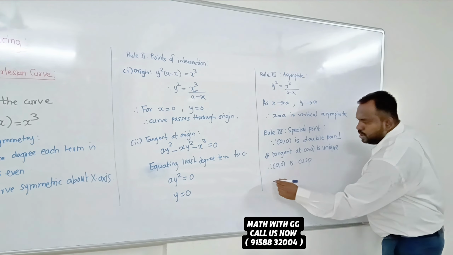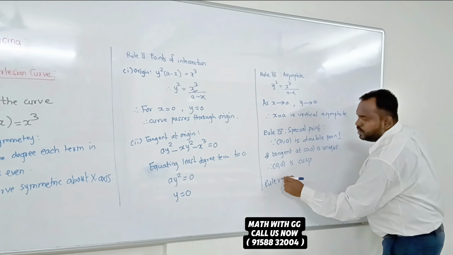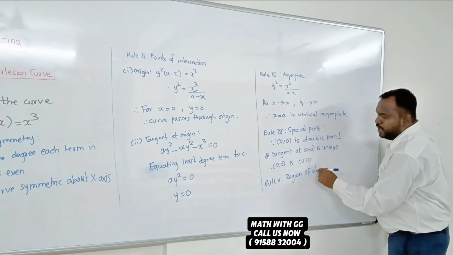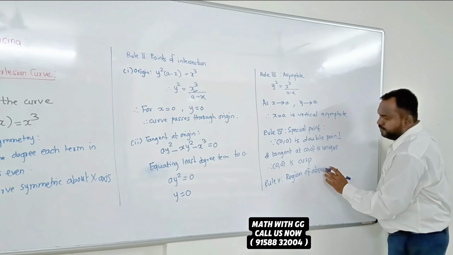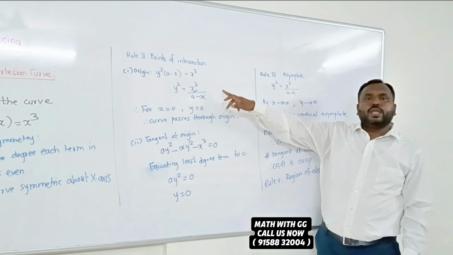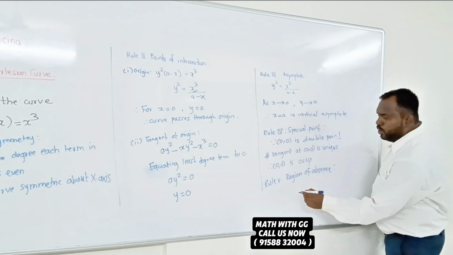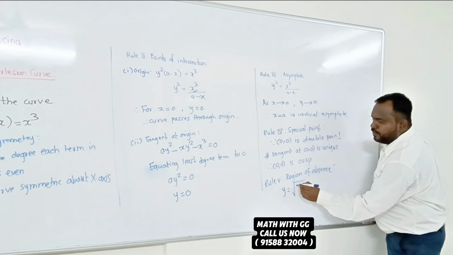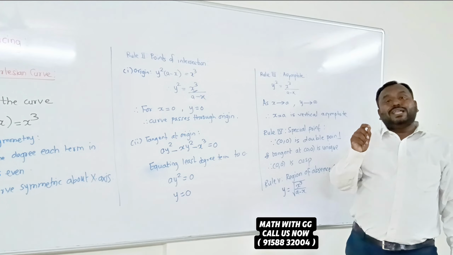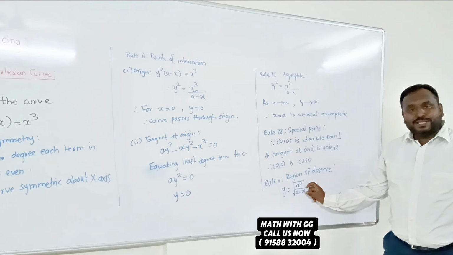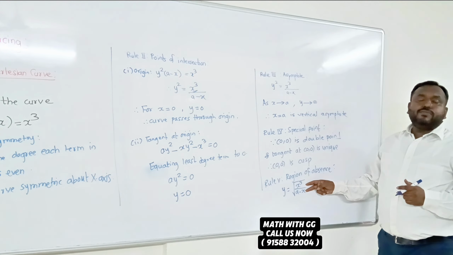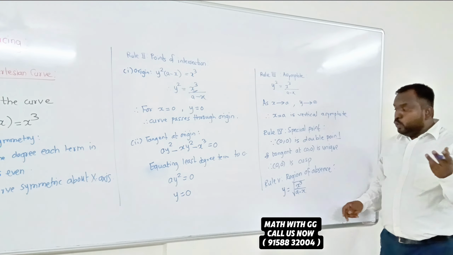Now, the last rule, region of absence. For region of absence, we will find out the value of y. If you look at y square equal to x cube upon a minus x, therefore y is equal to square root of x cube upon a minus x. Now, we know that the square root does not exist if the number is negative. As the number is a ratio, the ratio is negative if one is positive and one is negative. So, we have two cases.